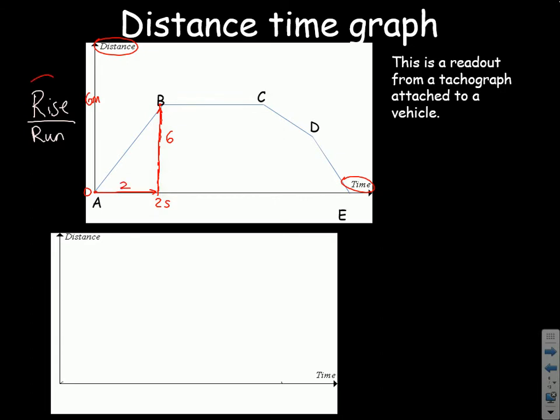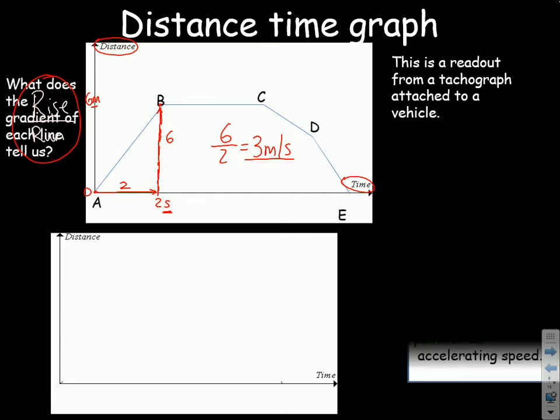So our rise over run, our 6 divided by 2 gives us 3. And for the units, our units for time is in seconds, and the units for distance is meters. Therefore, our units for speed are meters per second. Okay, then let's look at something slightly different.